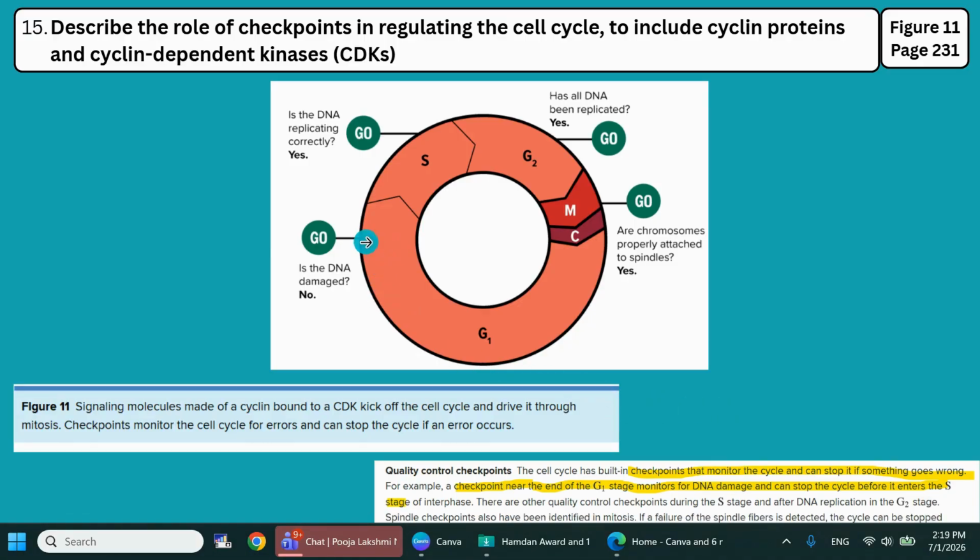For example, a checkpoint is there near G1, and it is monitoring whether the DNA is damaged. If the DNA is damaged, the cell cycle will not continue. If not damaged, it will continue. It will go on to the next. There are other quality checkpoints at stage S, where DNA replication is taking place. Is it going on well? And at G2, is it ready for mitosis? So all these checkpoints are monitoring the progress of the cell cycle.